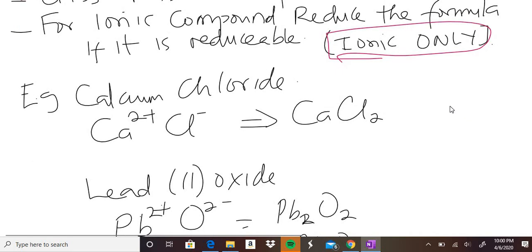For example, calcium chloride. Calcium is Ca and the charge on calcium is 2 positive. Chloride is Cl negative. So we do a crisscross this way. The 2 positive comes here, we drop the charge, and 1 comes into calcium. So we write CaCl2.